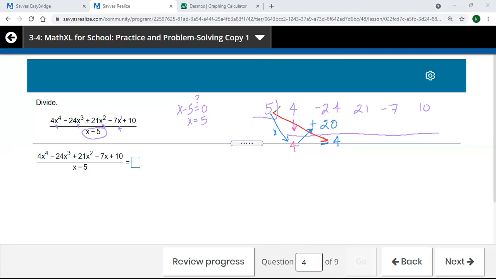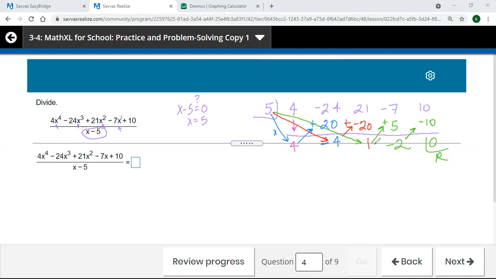5 times the negative 4, and it goes right up there. So 5 times negative 4 is negative 20, and I add straight down. And then you keep on keeping on. 5 times the 1 is 5, and it goes right up here, and you add straight down. Last time, 5 times the negative 2, and it goes up here, and you add straight down. This is your remainder. So this one divides out evenly.